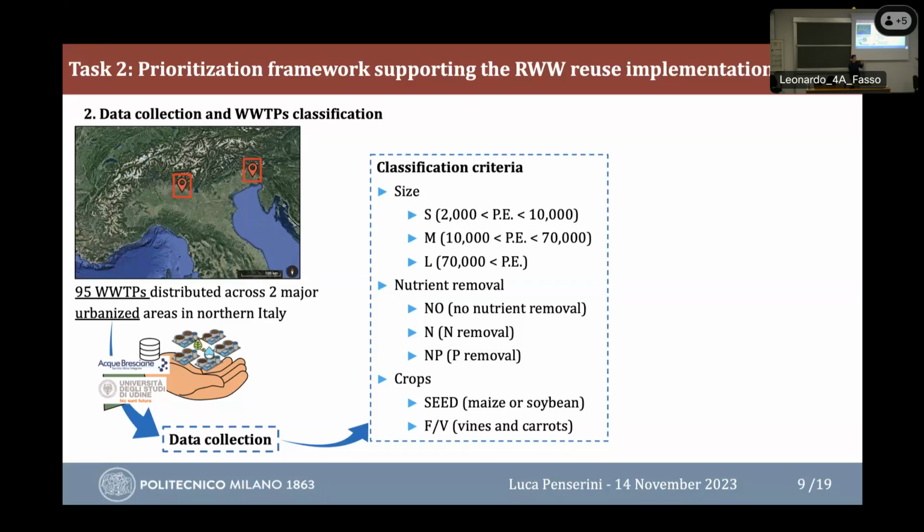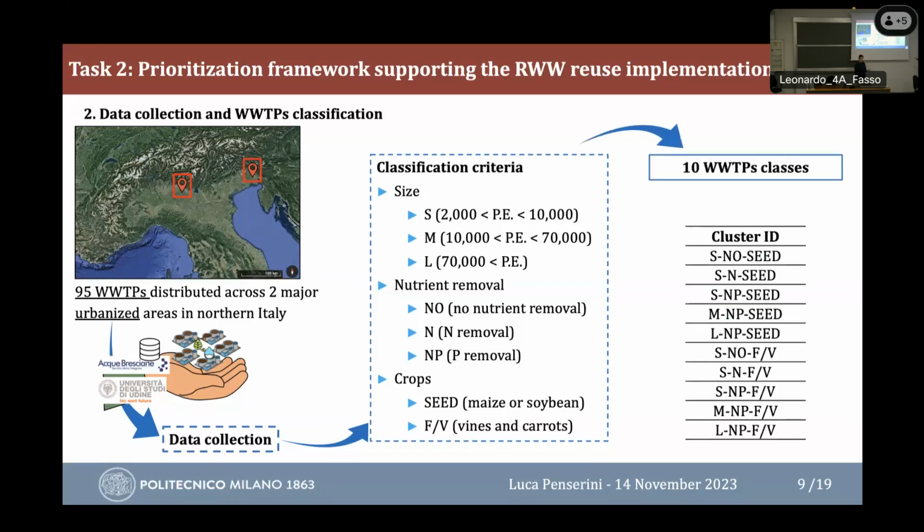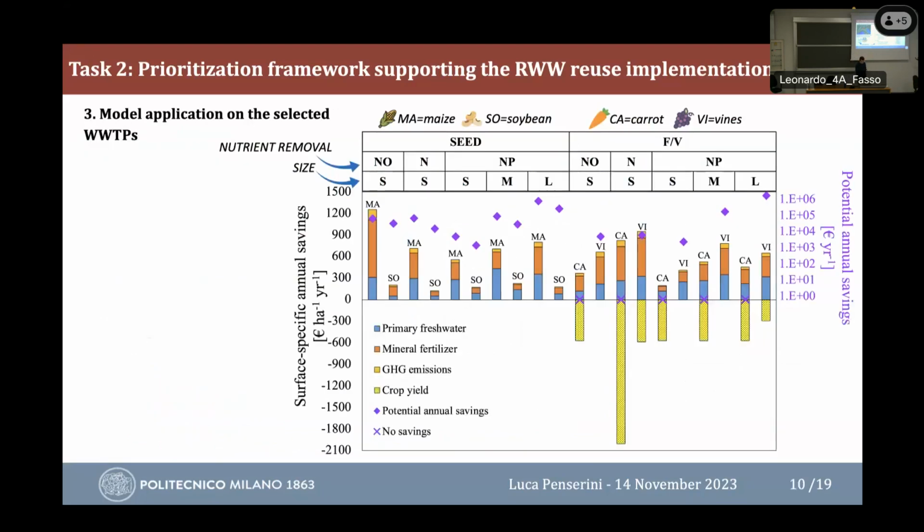And finally, the type of crops. We identified 2 types of crops: seed crops, and specifically we considered maize and soybean, and fruit and vegetable crops, and we considered vines and carrots. In this way, we identified 10 classes of wastewater treatment plants, which are reported there. And the results are obtained for these 10 classes.